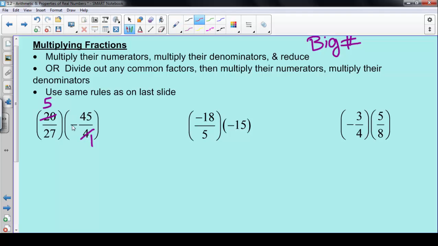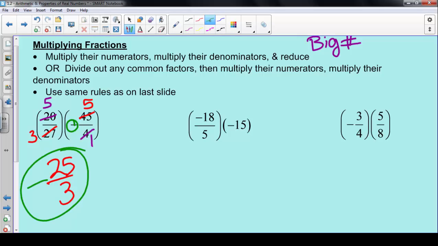Now there's the 27 and the 45. We can divide a 9 out from both of those. 27 divided by 9 is 3. 45 divided by 9 is 5. So that was this part, this dividing out common factors. So we have 5 times 5 for our numerator, we get 25. We have 3 times 1 for our denominator is 3. Don't forget we had a negative. Negative times a positive is a negative.